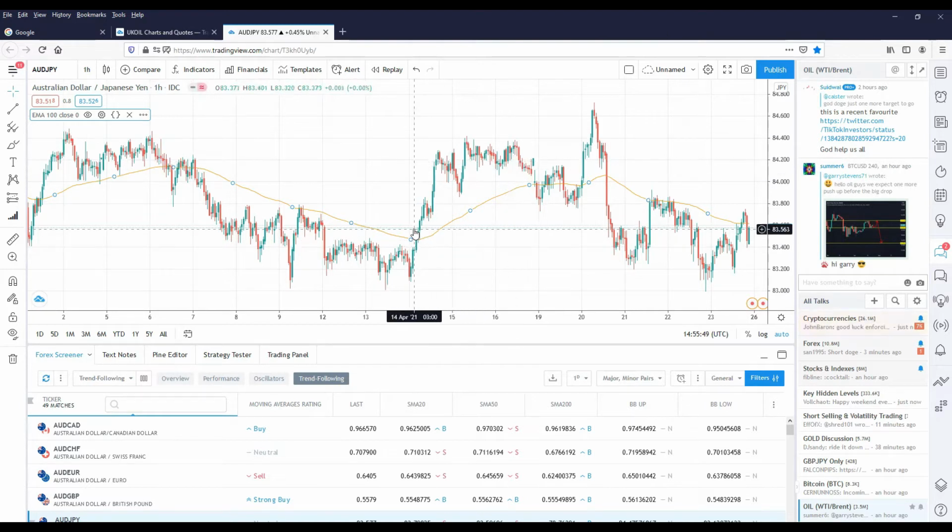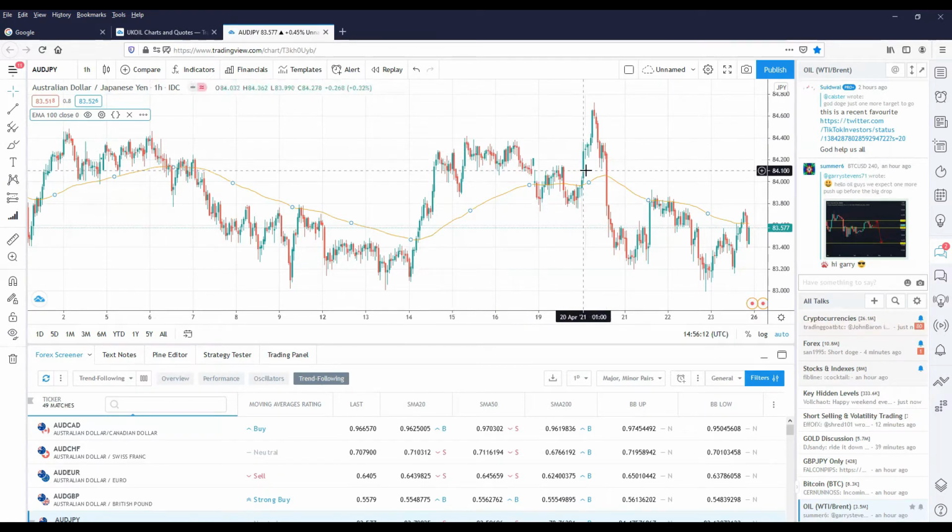But the whole point is, if you buy at this point here at $83.56 and ride it all the way up to, let's say, $84, or let's say $84.30, 31 cents, it would still have been profitable. So this was a good trade. This was a winning trade.